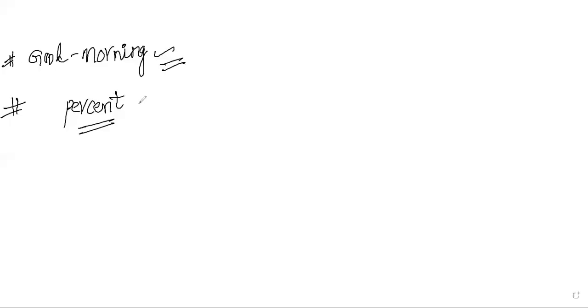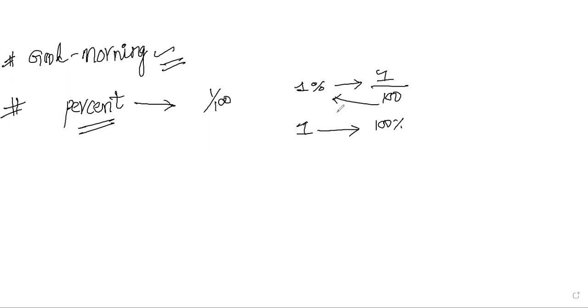Percent is nothing but by 100, isn't it? So if you want to write 100%, it is nothing but 1 by 100. So what about 1? 1 is nothing but 100%. If you do like this, 1 into 100 is 100%. Divide both the sides by 2. Then what happened? 1 by 2 is 50%.